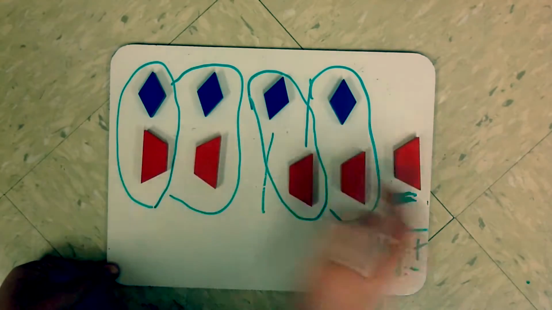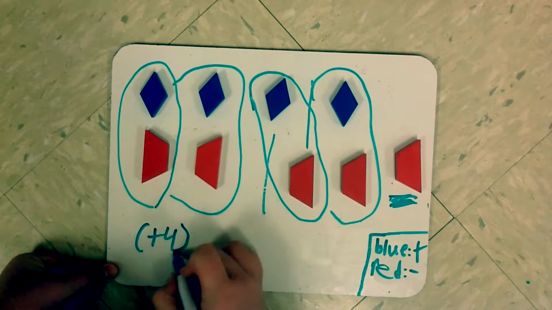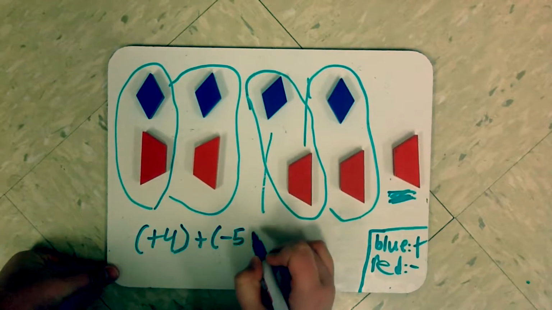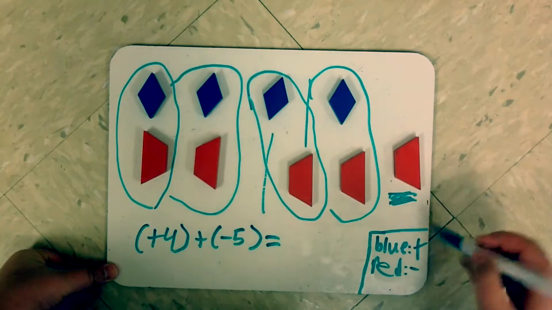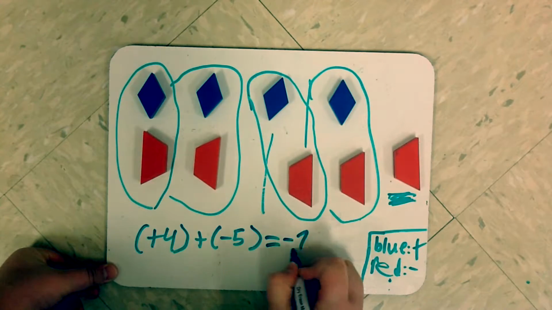So, formula. Plus 4 plus negative 5 equals, what's this little guy? A negative 1.